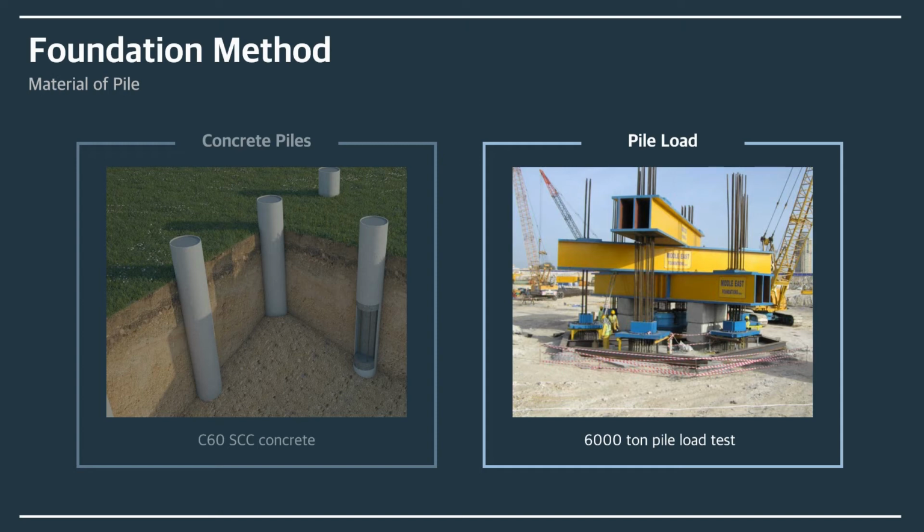The friction piles are supported in the naturally cemented calcite conglomerate formation, developing an estimated ultimate pile skin friction of 250 to 350 kilopascal.